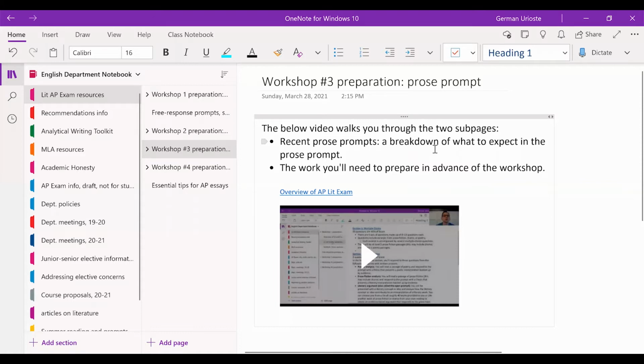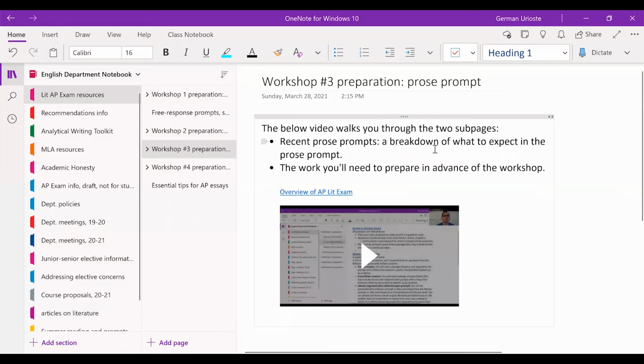All right, so with that in mind, let's go to our AP Lit section in our OneNote. Let's do that. You've been here before, right? This Lit AP exam resources, which you will find again in the content library of your English class OneNote. And we are going here to workshop number 3, the prose prompt.